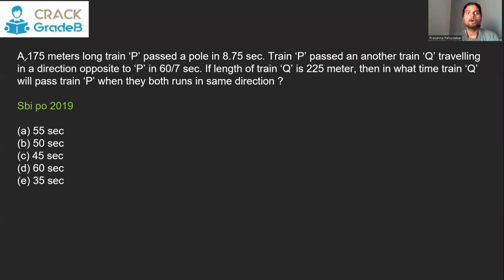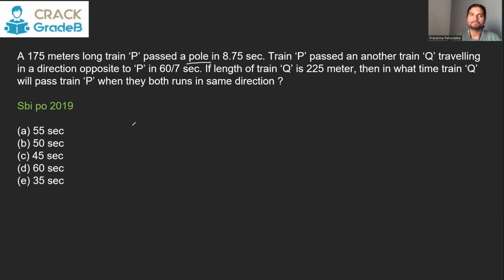A 175-meter long train P passes a pole in 8.75 seconds. Train P passes another train Q traveling in the opposite direction in 60/7 seconds. If the length of train Q is 225 meters, then in what time will train Q pass train P when they run in the same direction? So crossing a pole, crossing another train in opposite and same directions: 3 formulas we are going to use. I hope you recall those formulas. If not, pause the video, go back and write down the formulas and then solve the question. I'll directly use the formulas.